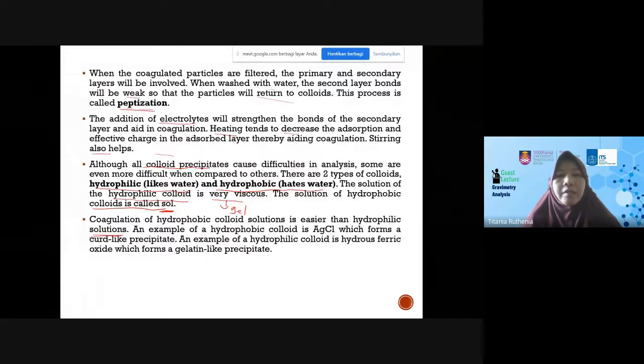So compare the hydrophilic and hydrophobic colloid. The hydrophilic is more difficult to handle than the hydrophobic colloid solution. The hydrophobic colloid, the example is AgCl in the form of curd-like precipitate. And the example of hydrophilic colloid is hydrous ferric oxide in the form of gelatin-like precipitate. So if hydrophilic colloid coagulates, we call it gel, but for hydrophobic, we call it sol.